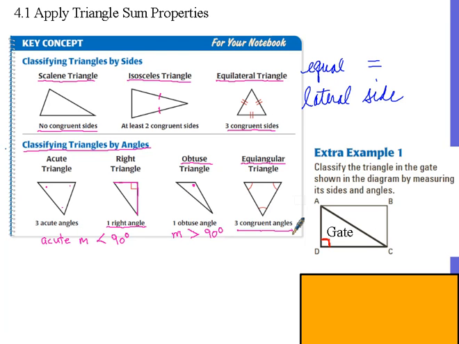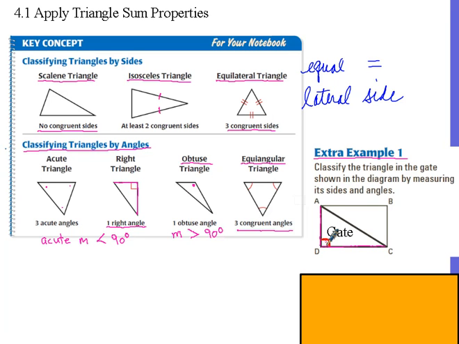So let's see if we can apply this. We're going to come over here to this example. It says classify the triangle in the gate shown in the diagram by measuring its sides and angles. Okay, so if I had you doing this in the book or on a piece of paper, we'd have you measure these sides. Side AD and DC are not the same length. You can tell that AD is the shortest side on this triangle and DC is longer than AD.